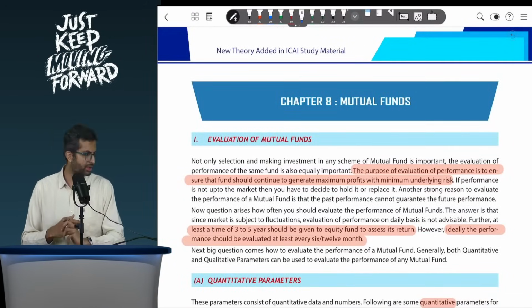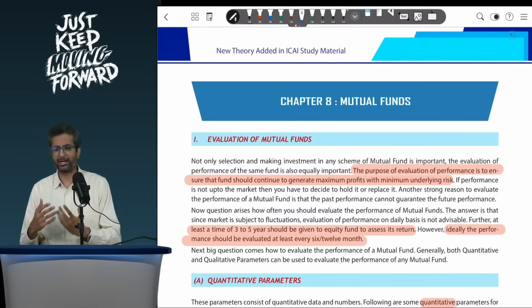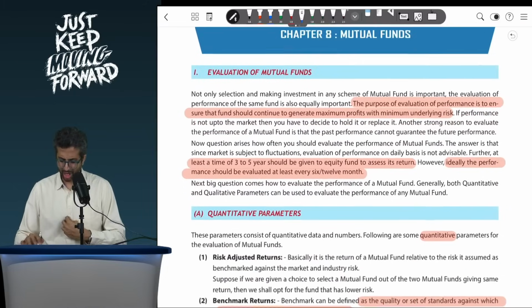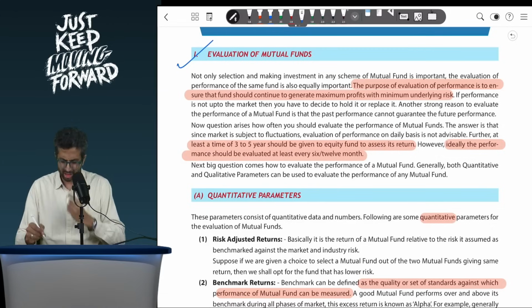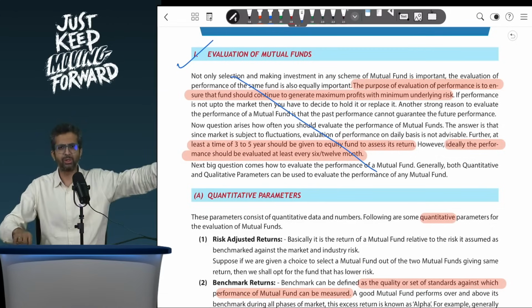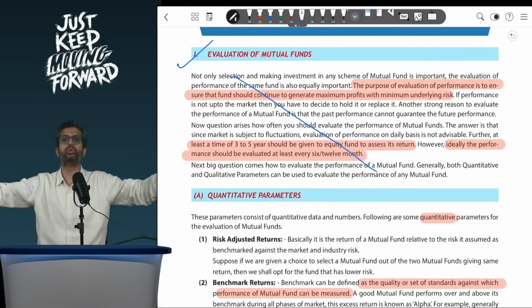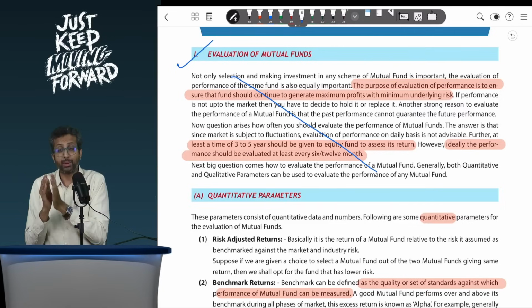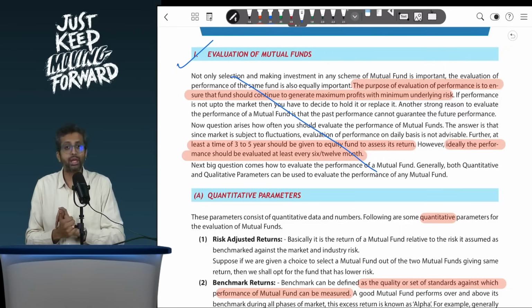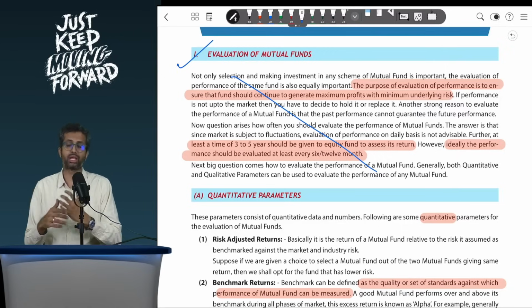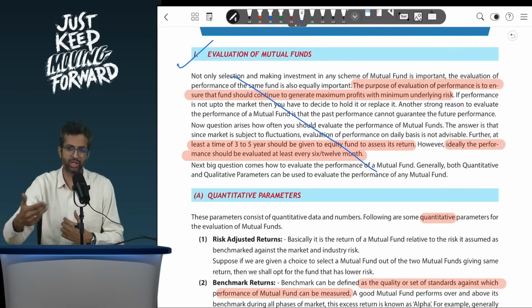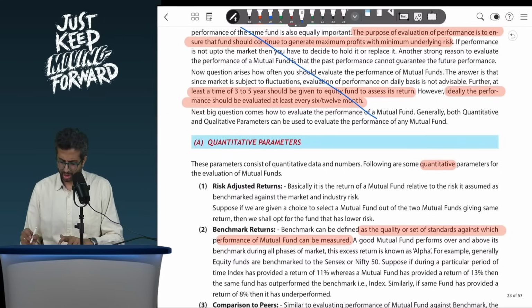Next, you go to mutual funds. In the section of mutual funds, you have some discussion regarding the evaluation of mutual funds. This is pure theory. I don't see a question coming from this directly. Evaluation, what do you see in evaluation? Why do you need to do evaluation? Well, you are investing in a fund, yes, but then you need to constantly evaluate whether the fund is doing well or not, whether it is performing well as compared to its peers, as compared to the benchmark return, as compared to what you were expecting, etc. So ideally, performance evaluation should be done every 6 to 12 months.